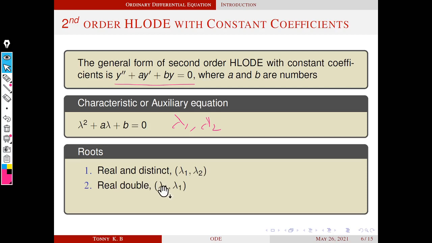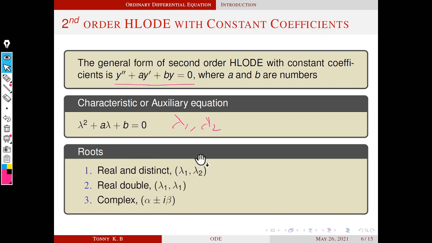The second case is that we have two real roots but both are the same. The roots may be the same but they are real. And we have one more case: the roots are complex. We know that complex roots always occur like this: alpha plus or minus i beta. If alpha plus i beta is a root of an algebraic equation like this, then alpha minus i beta is also a solution of this equation if a and b are real numbers. So these are the three possible cases for lambda 1 and lambda 2, the roots of this characteristic equation: real and distinct, real and double, and complex.